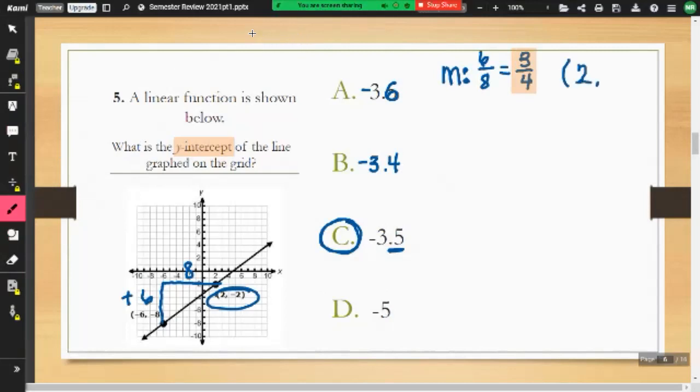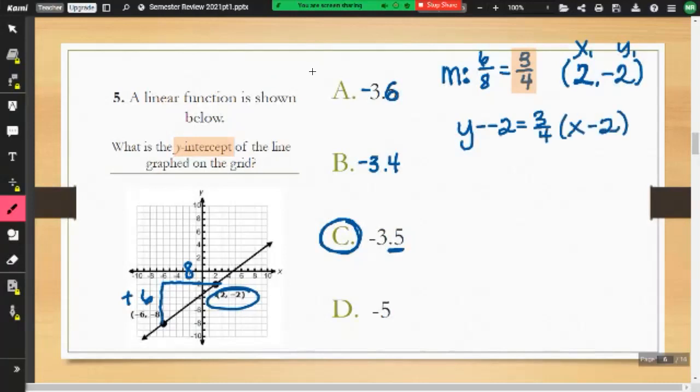I have a point. I have the slope. What can I use? Point slope form, x1, y1. The y goes with the y. So y minus -2. The slope is 3 over 4. X goes with x minus 2. So after I'm done plugging in, any double negatives changes to a positive.